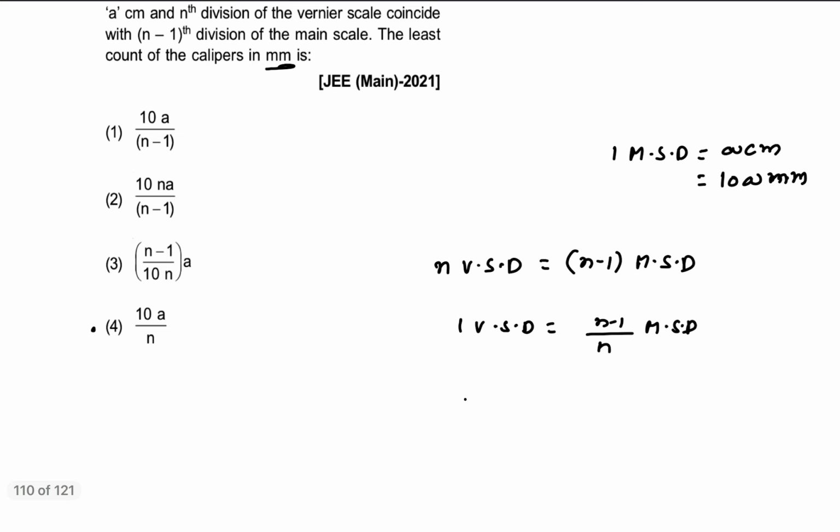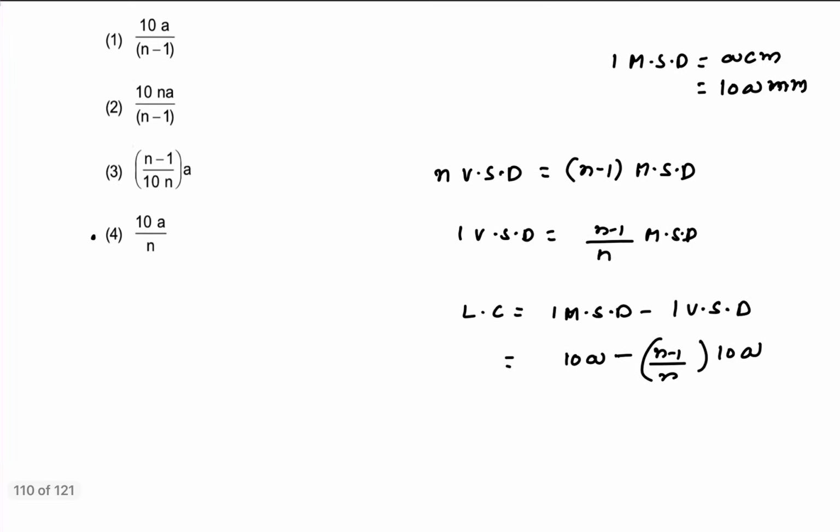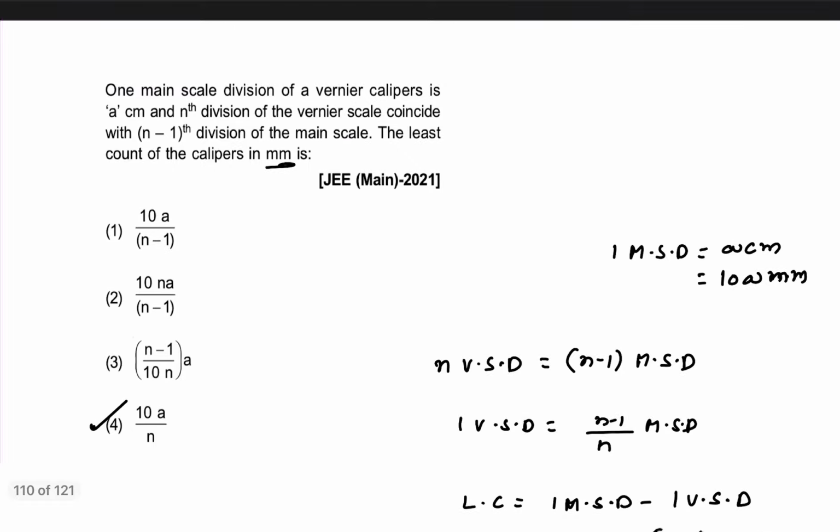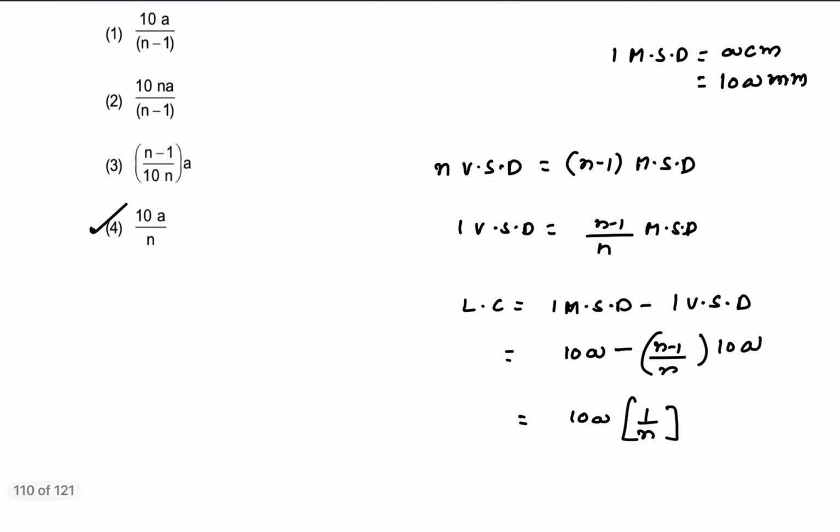In the question options they are asking in millimeters. Okay, so you can write the least count value is equal to 1 main scale division minus 1 vernier scale division. So you can write it as 1 main scale division is 10a millimeters minus (n minus 1) divided by n into 10a. If you take the common 10a, you will finally get 1 divided by n. So the fourth option is the correct option. Okay, next question.